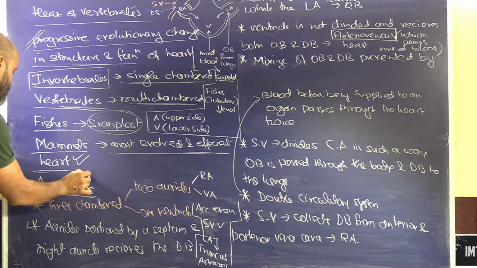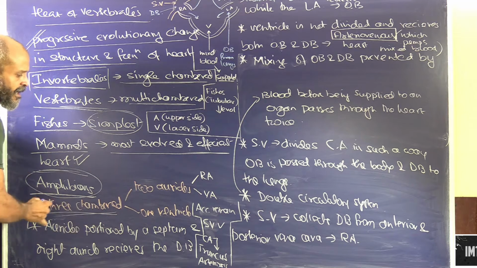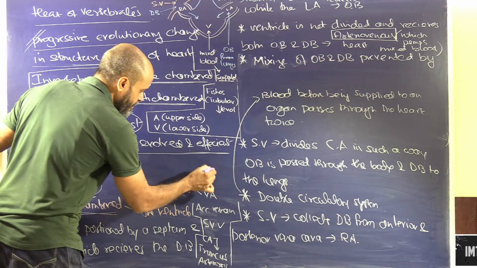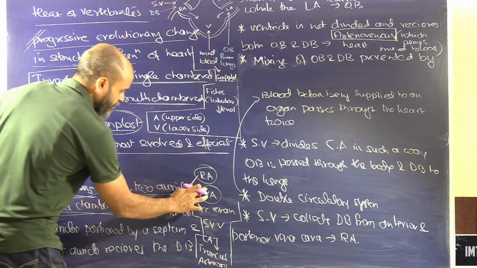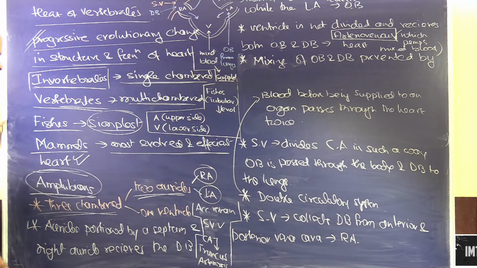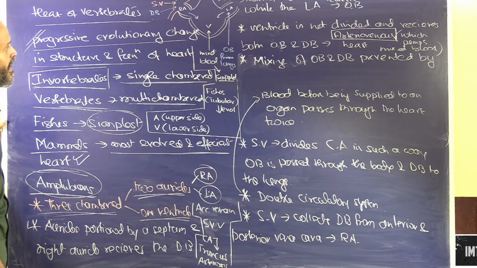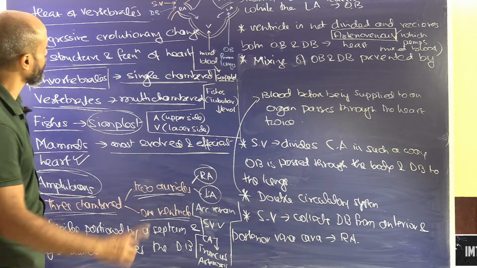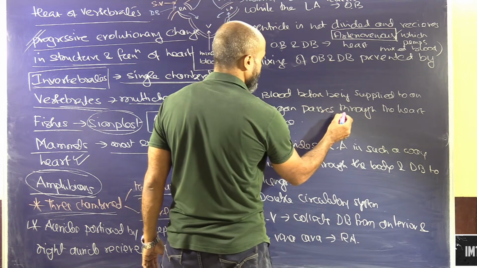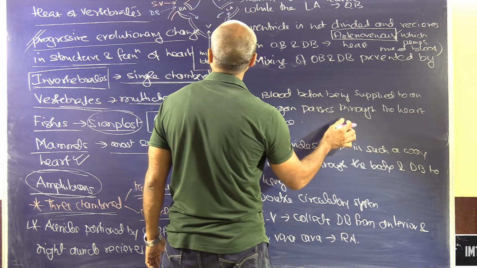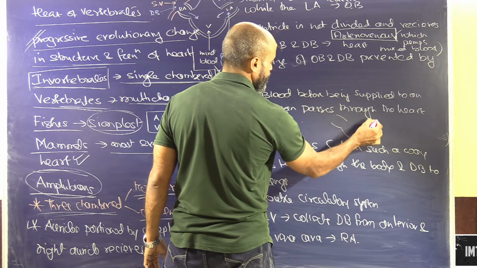So we will start with amphibians first. Amphibians have a three chambered heart. They have two auricles, the right auricle and the left auricle, and one ventricle. I guess that part is missing, so I will make a diagram here. We have here a right auricle, and this basically enters.